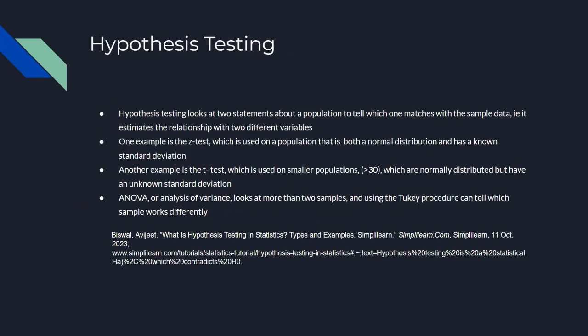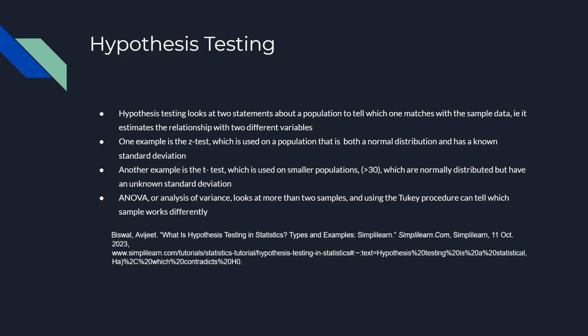Hypothesis testing is the main thing that we've done a lot in this class. Hypothesis testing will look at two statements about a population, the null hypothesis and the alternate hypothesis, and it will tell which one actually matches with the data itself. And one example that we'll do to figure out whether these two variables are related is the z-test, which needs a population with a known distribution and a known standard deviation.